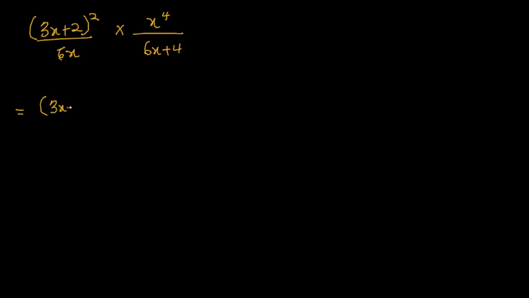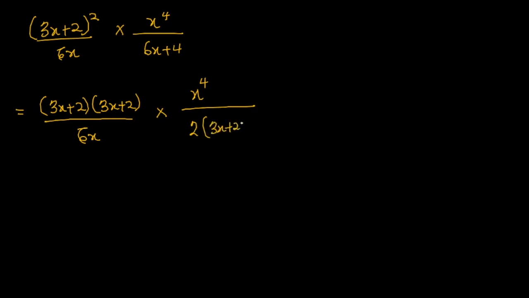So I have (3x plus 2) multiplied by another (3x plus 2). That will give me what I have at the top over here, then divided by 6x multiplied by x to the power 4 here at the top. Then the denominator over here, I can factor something out so that I have a 3x plus 2 expression at the bottom. If I factor out 2 over here, I'll have 2 outside the bracket, then I have 3x plus 2 in here. So 2 multiplied by 3x will give me 6x, and 2 multiplied by 2 will give me 4 over here.